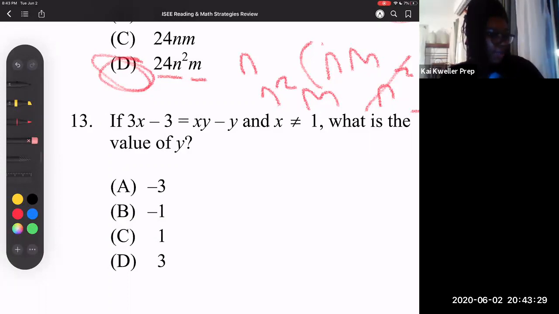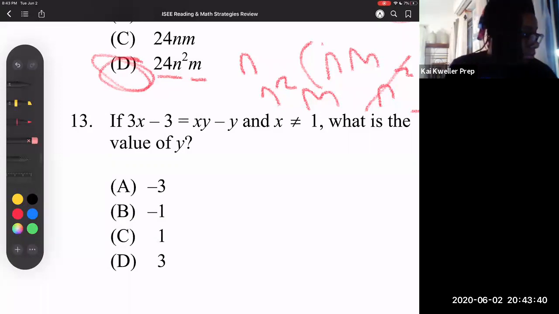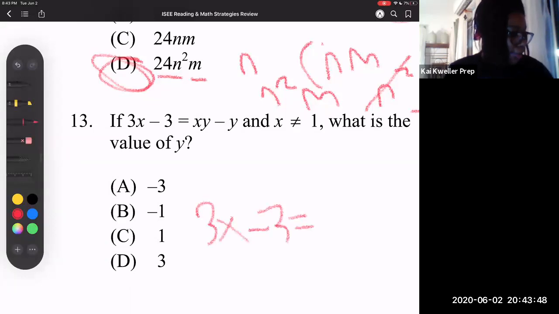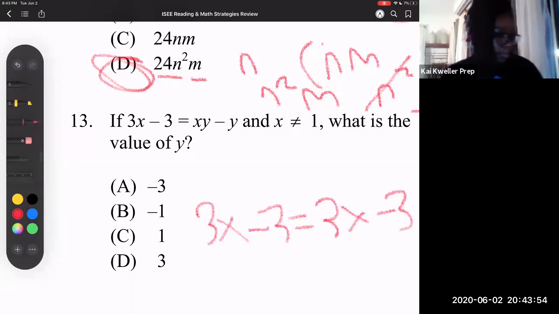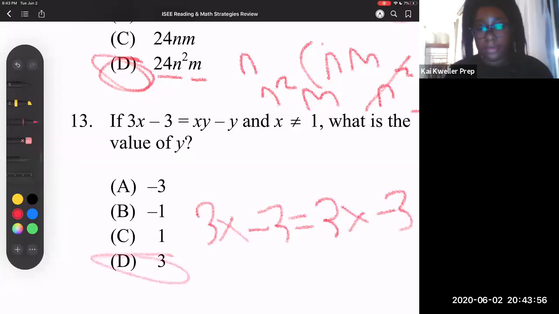3x minus 3 equals something x minus something. It's the same similar structure. So we plug in the same number. Exactly. It is D. 3x minus 3. And you plug in a 3 for x. I'm sorry, a 3 for y. You're going to get 3x minus 3. And so D is the answer.